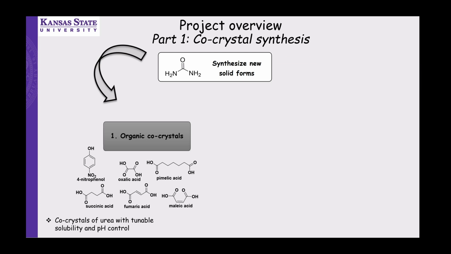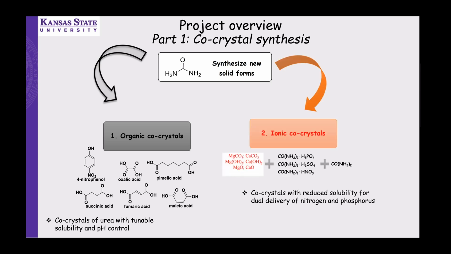We don't want the soil to be too alkaline, because that's going to promote urease, which will subsequently break down urea. The second part is that we want to try to make some inorganic or ionic co-crystals that will contain not only nitrogen, but also phosphate. So we will have a mechanism for dual delivery of 2 of the key fertilizer ingredients, both nitrogen and phosphorus.